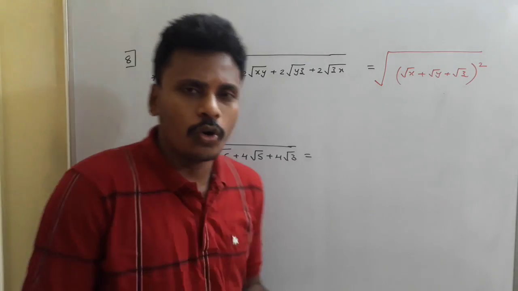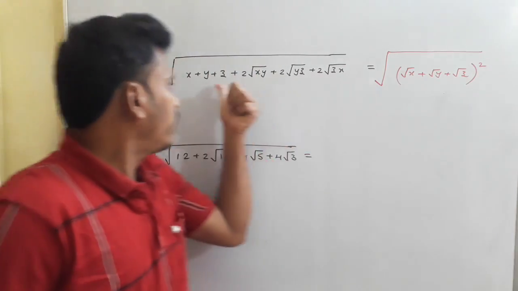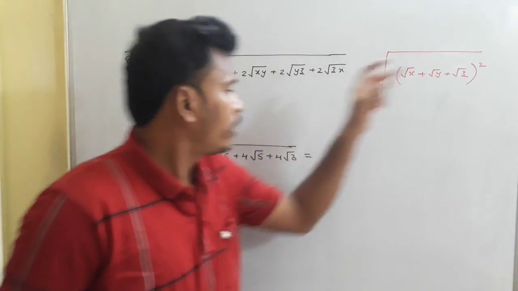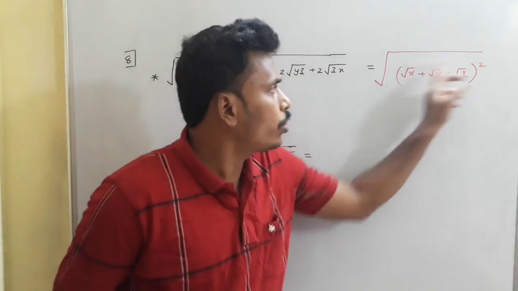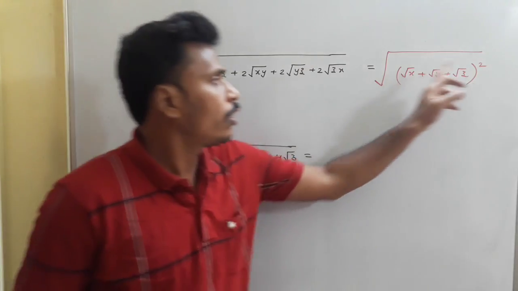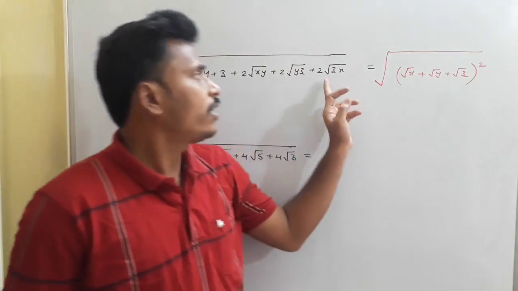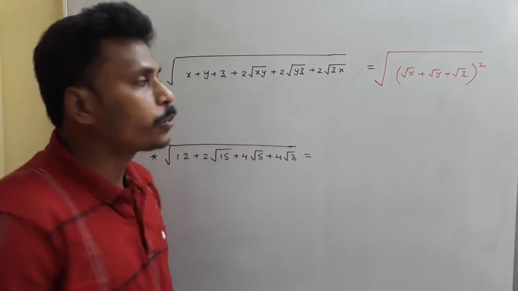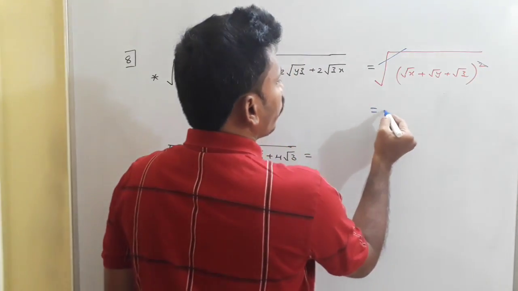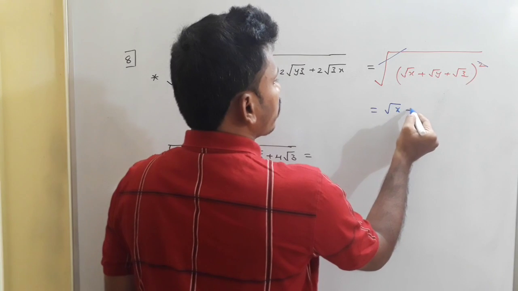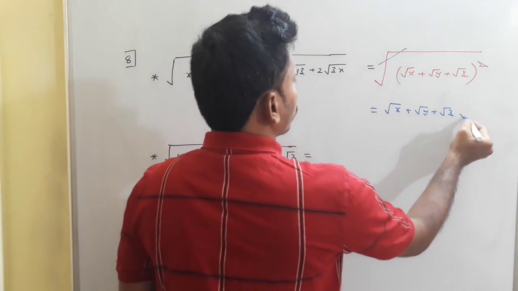I think you all know a plus b plus c whole square. a square is x, b square is y, c square is z, 2ab is 2 root xy, 2bc is 2 root yz, 2ca is 2 root zx. When you observe here, this square root and square get cancelled, and you are left with root x plus root y plus root z, and that's your answer.